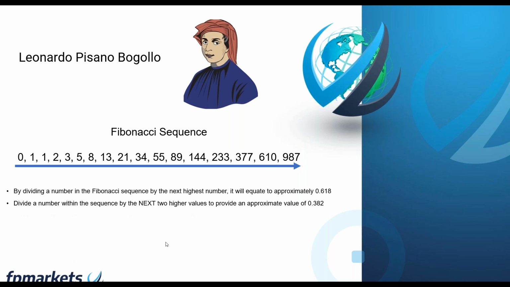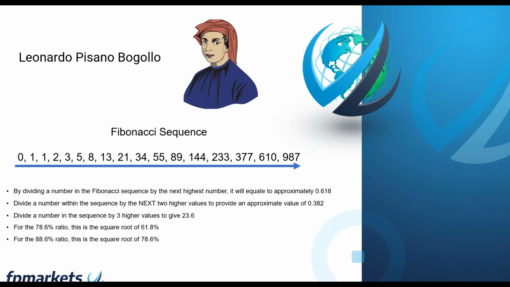And for the 23.6% fib level, this is found by dividing a number in the sequence by 3 higher values. For the 78.6% ratio, this is the square root of 61.8%. And subsequently, for the 88.6% ratio, this is the square root of 78.6.